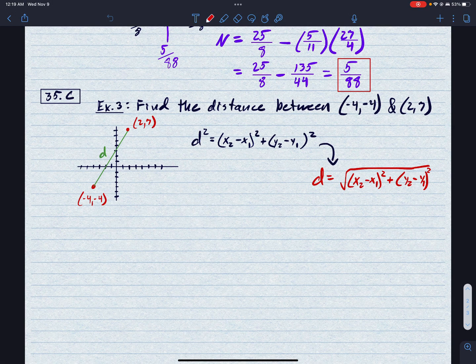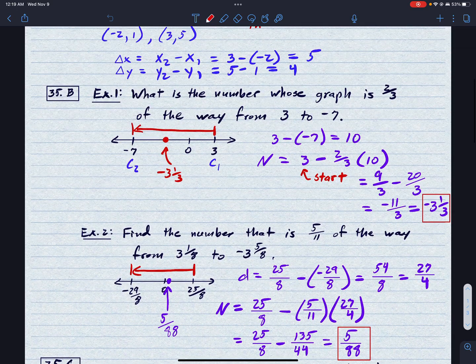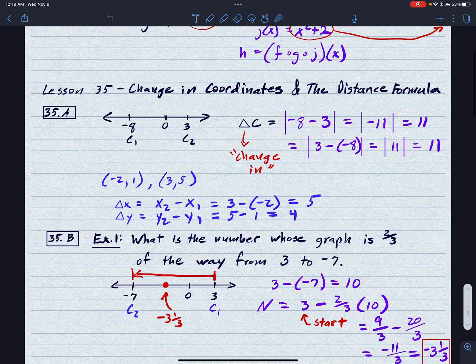All right, welcome to the second video in lesson 35. Lesson 35, again, the topic is changing coordinates and the distance formula, and this video is going to focus just on the short topic of the distance formula.